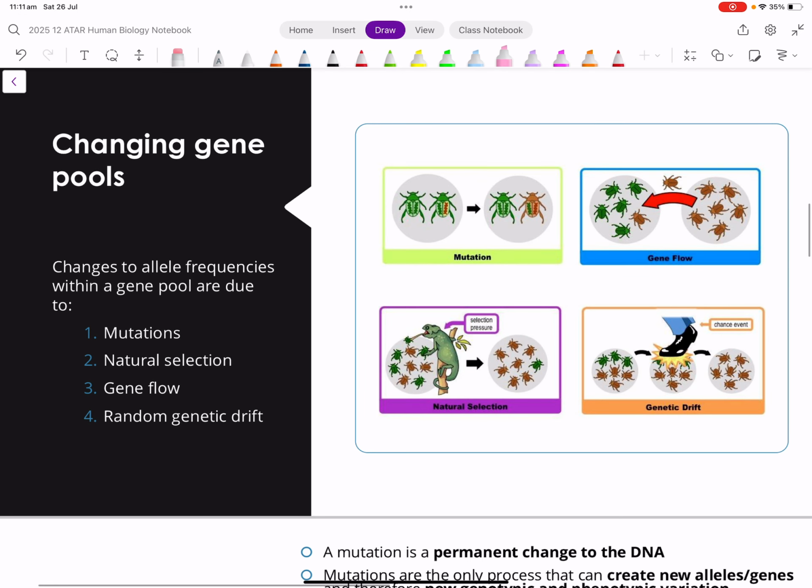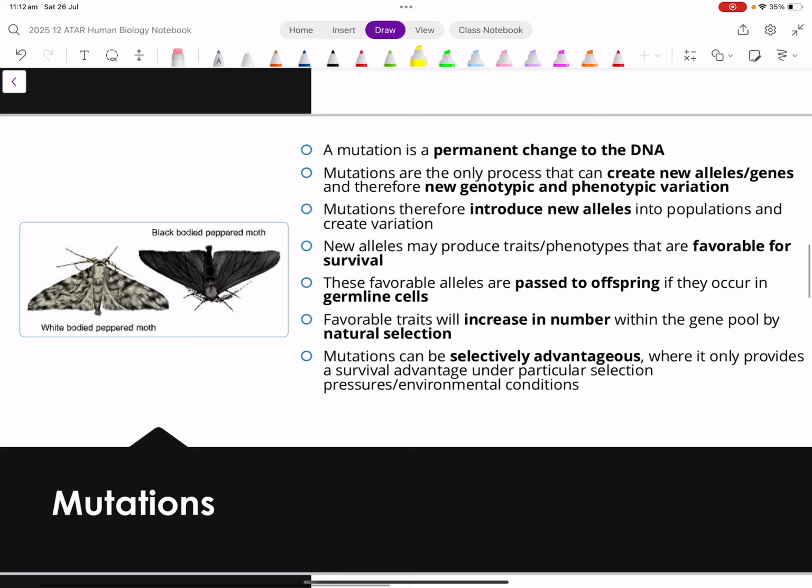So, we've previously seen this slide before. Changes to allele frequencies within the gene pool are due to mutations, which we've looked at. However, secondly, natural selection, third, gene flow, and fourth, genetic drift. Now, as you can tell, our focus today is going to be on gene flow. So, a very quick recap for us.